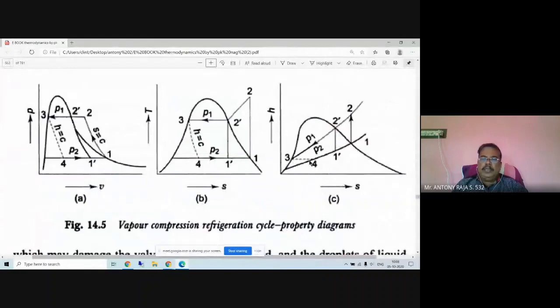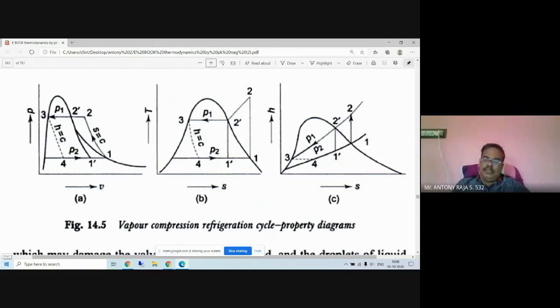Here you see that process 3 to 4 is a constant enthalpy process. The y-axis is the enthalpy value. Therefore, process 3 to 4 is a constant enthalpy line, so a horizontal line is drawn. That means H3 is equal to H4. That is why in the enthalpy chart, this process 3 to 4 is horizontal. So like that you have to analyze and prepare.